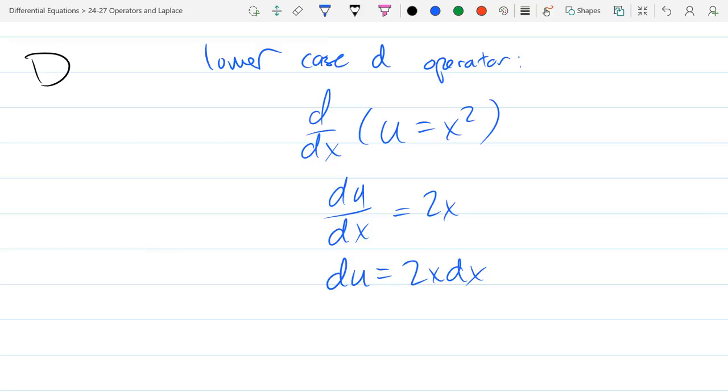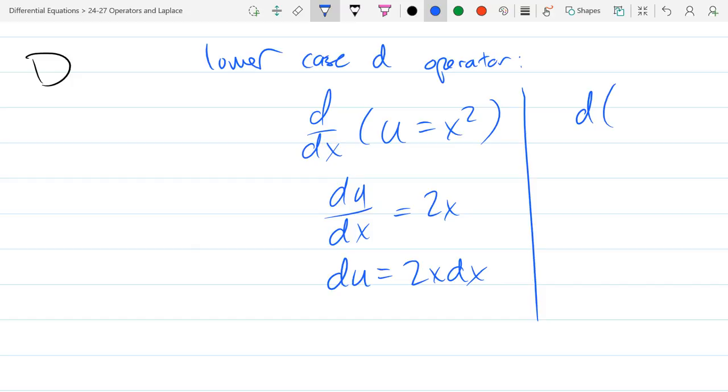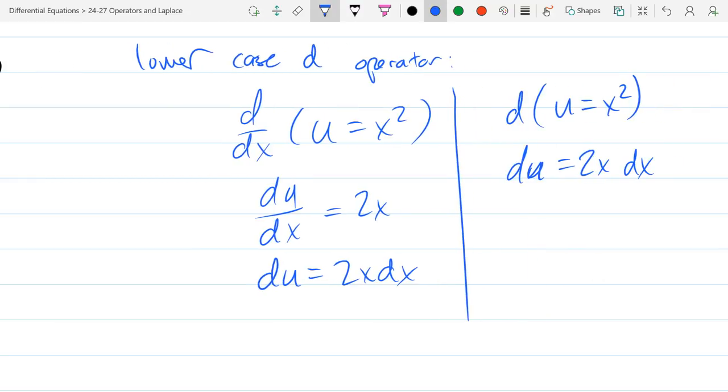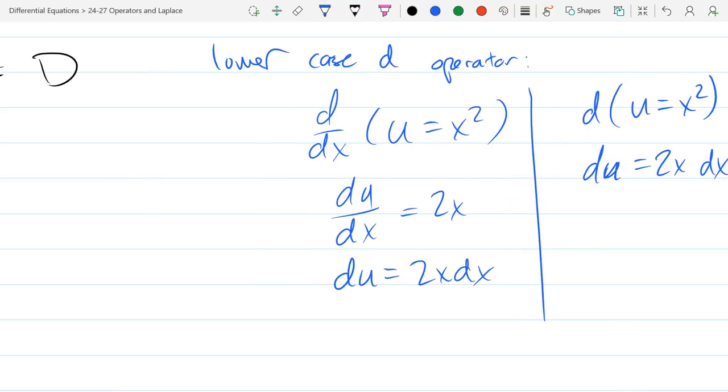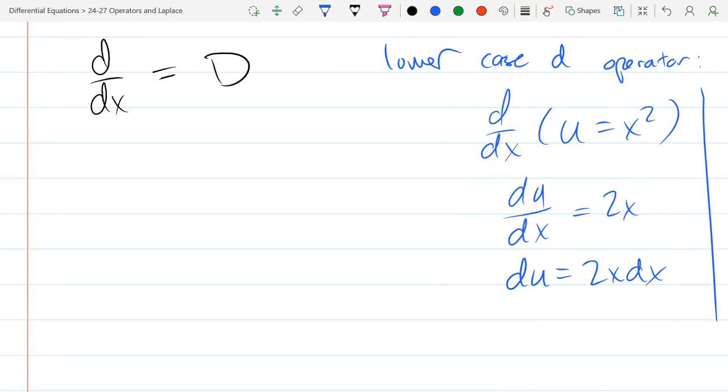I could use just the operator lowercase d, and what that would look like: the derivative of u is 1, but you're going to get a du. Derivative of x squared is 2x, but you also get a dx. So technically, you can apply the lowercase differential operator right here. So that's not the one I want to apply. I want to apply this operator right here. I want to be lazy and not write it like that. So that's why we're going to use the capital D right there.